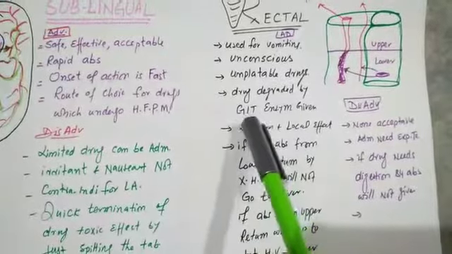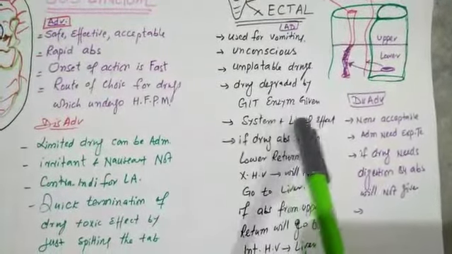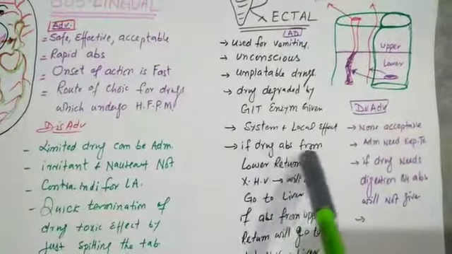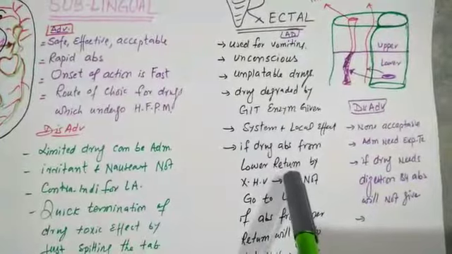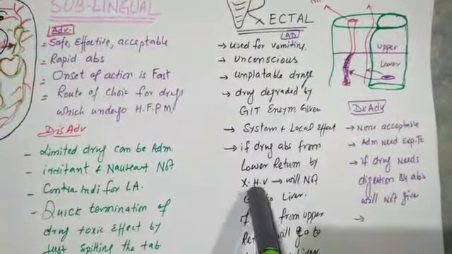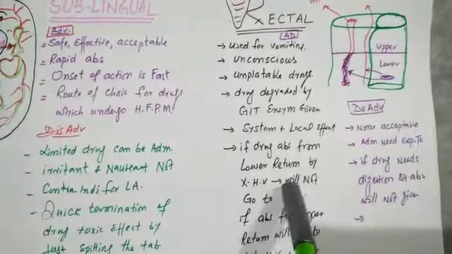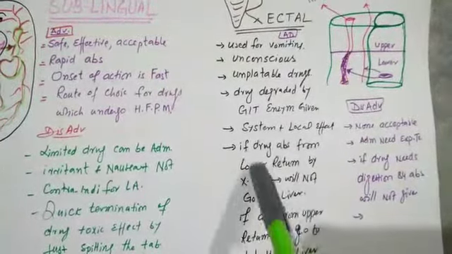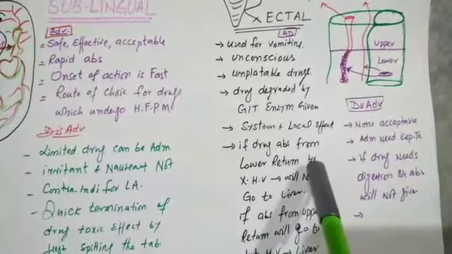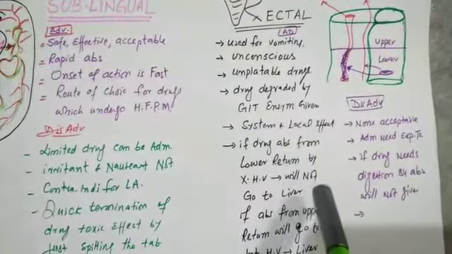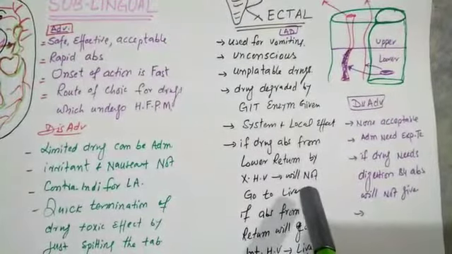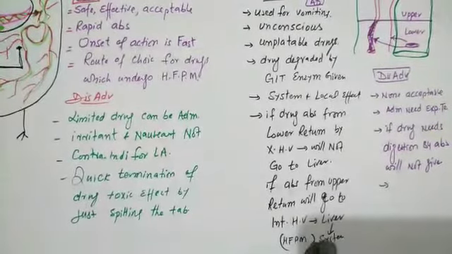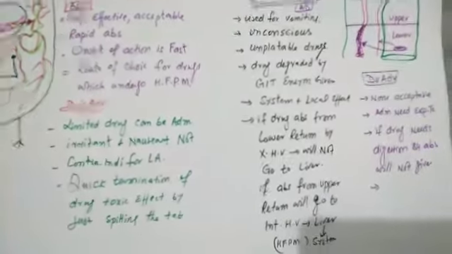In this route, sometimes there is first pass metabolism and sometimes there is no first pass metabolism. If the drug is absorbed from lower rectum by the external hemorrhoidal vein, the drug will not go to liver and there will be no metabolism. But if the drug is absorbed from the upper rectum, the drug will be absorbed by the internal hemorrhoidal vein and it will go to liver and again there will be hepatic first pass metabolism.